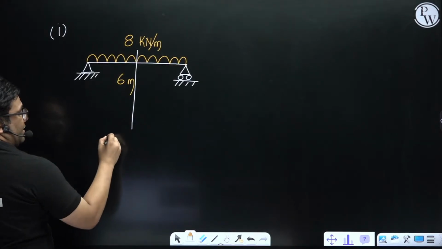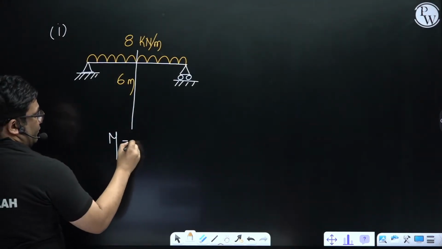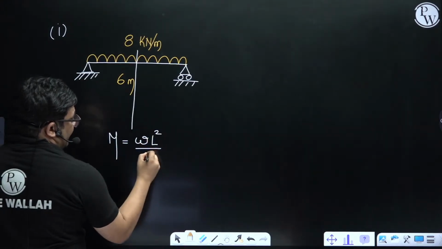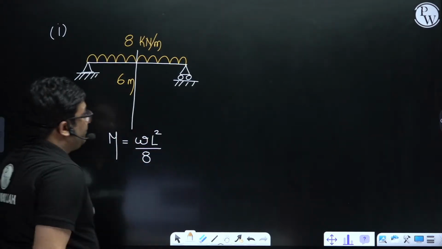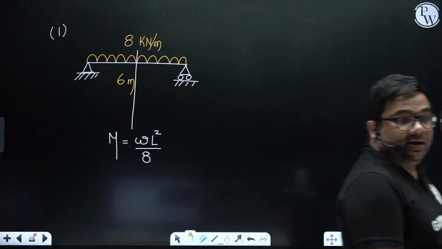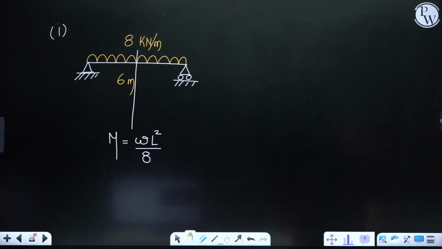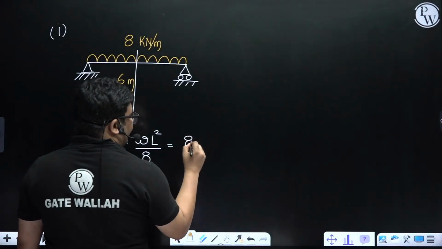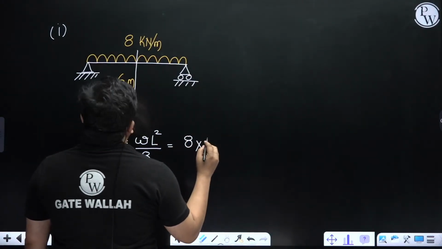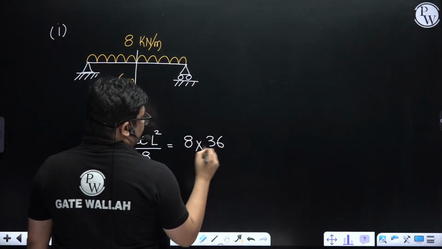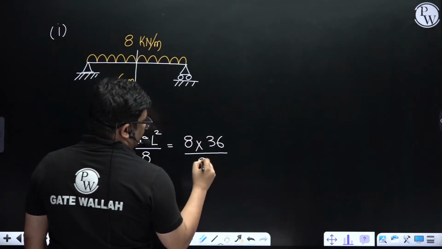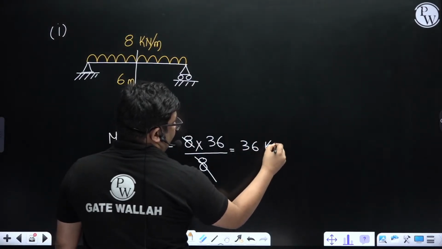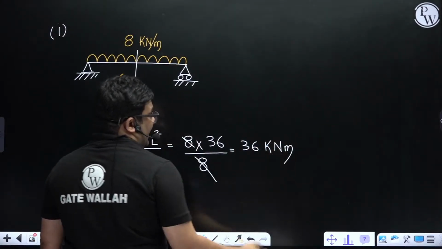At center. What is the bending moment? We have seen in the previous class, it was WL square by 8, right? For a simply supported beam at mid span, the bending moment is WL square by 8. How much is it? It is 8 into 6 square, 36 by 8. So it is how much? It is 36 kilonewton meter, right?